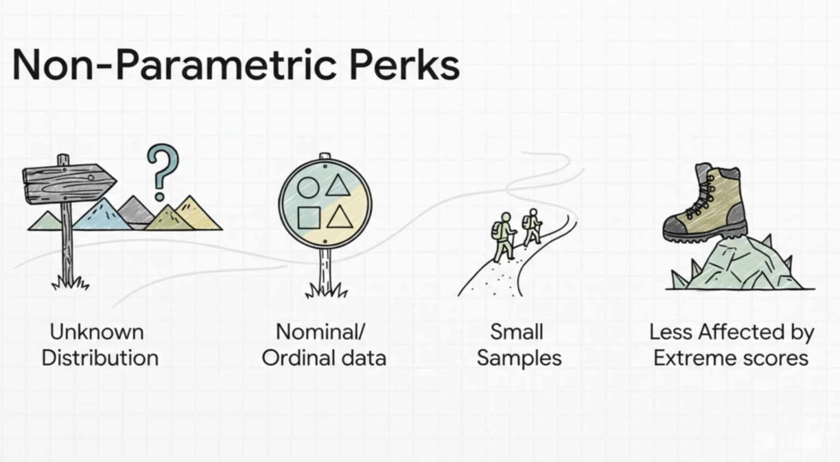So what makes this trail so flexible? Well, if you have no idea what your data's distribution looks like, non-parametric tests are a super safe bet. They also work beautifully with categorical data, like yes or no, or ranked data, like good, better, best. On top of that, if you're working with a small sample size or you have a few really extreme outliers, these tests are much more reliable.